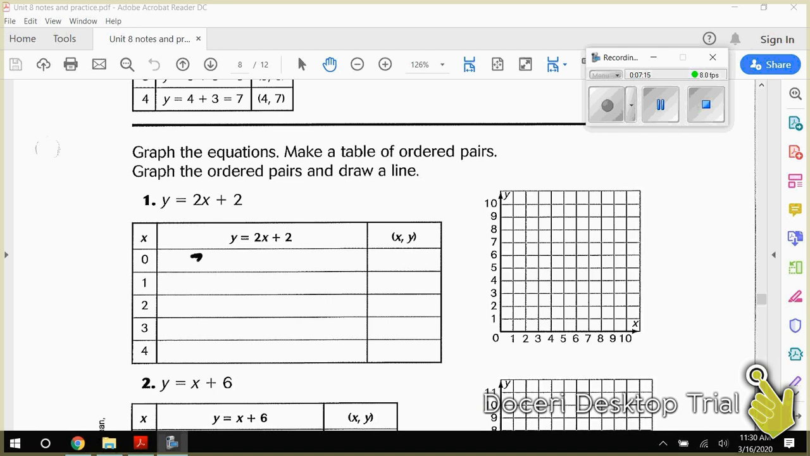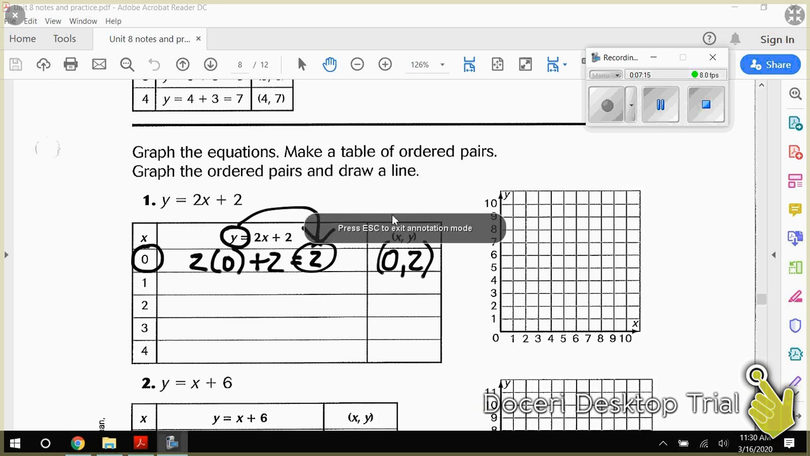We're going to do 2 times 0 plus 2. Okay, now 2 times 0 is 0 plus 2. That's going to equal 2. So here's our numbers. We get 0 and 2. Y is 2. Okay, so our answer then is 0, comma 2. And don't forget to put parentheses around it because that's how we write ordered pairs.